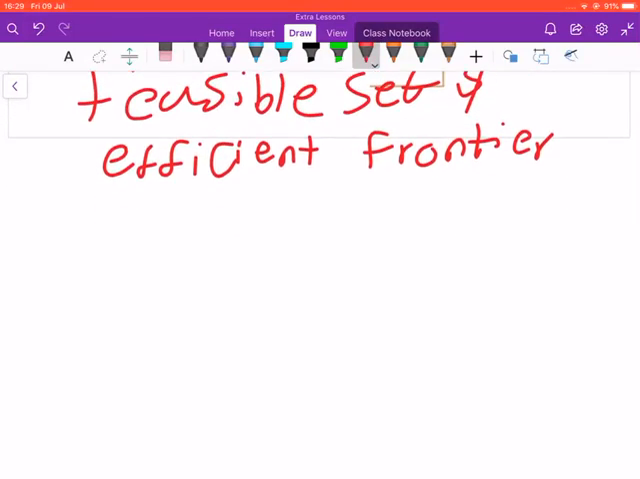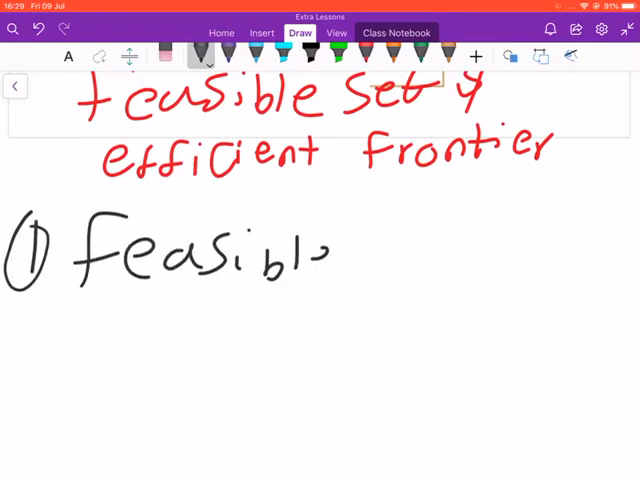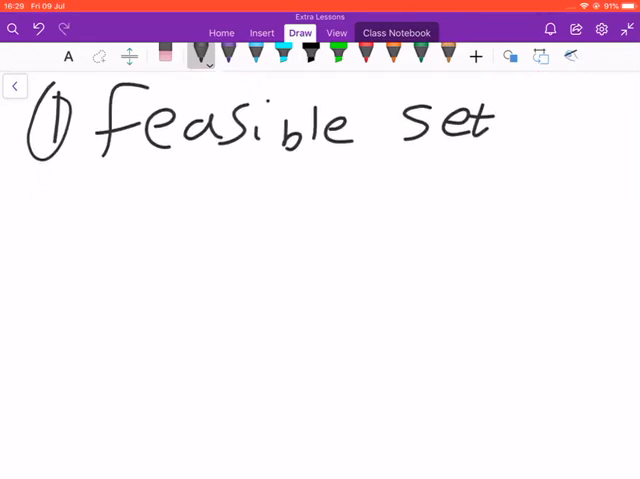So we are going to talk about the feasible set. First of all, we are going to discuss the feasible set. It's basically a set of all possible scenarios of return and risk. I don't know how to explain it much better, but this is what I mean.